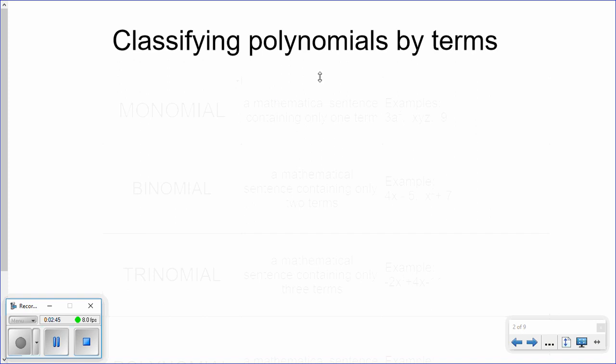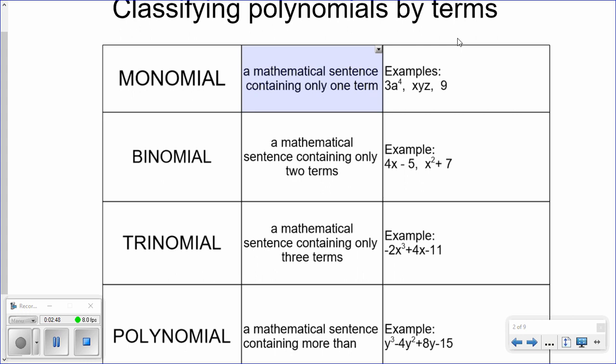Okay, so you're going to copy down this chart, and we're going to go ahead and get going with it. So a monomial is just a polynomial that has one term. Some examples would be 3a to the fourth. Remember, terms are separated by addition or subtraction. So even if there's a whole bunch of things being multiplied together, that's all one term. So 3a to the fourth is one term. xyz is one term because it's all multiplication there. 9 is a term. Those are all monomials. So if they tell you to multiply this thing with the monomial, they mean the single term.